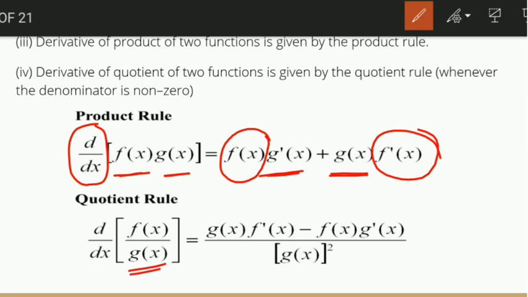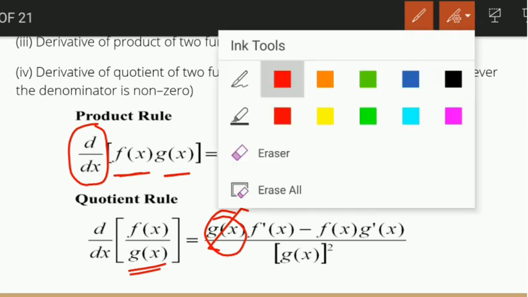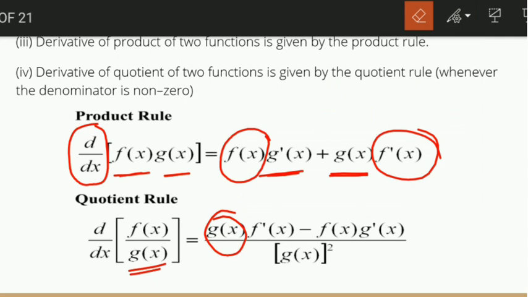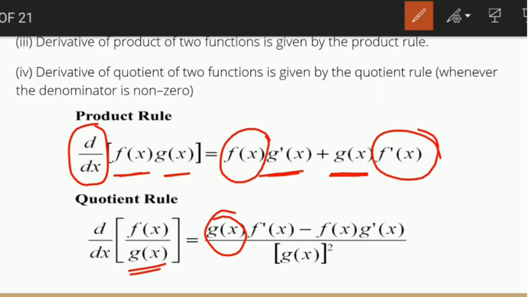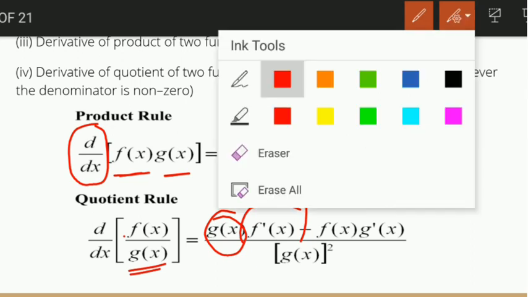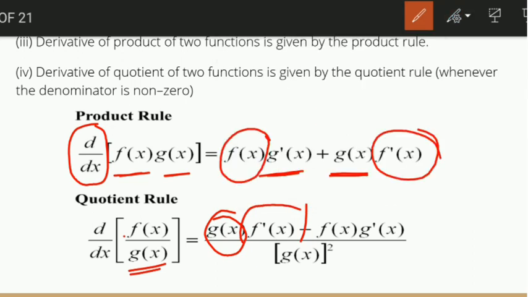For that, first you have to write the denominator function as it is, and then you have to find the derivative of the numerator function. So you are starting with the numerator. You find the derivative of the numerator function and multiply it with the denominator, and you are subtracting. You have to be very careful here. Most students make mistakes here.